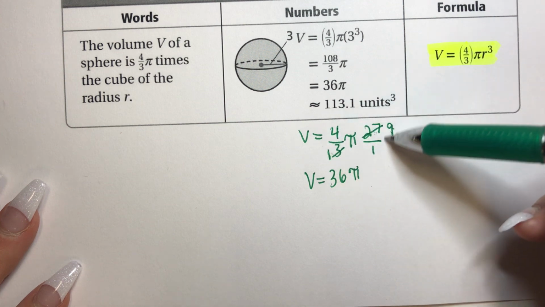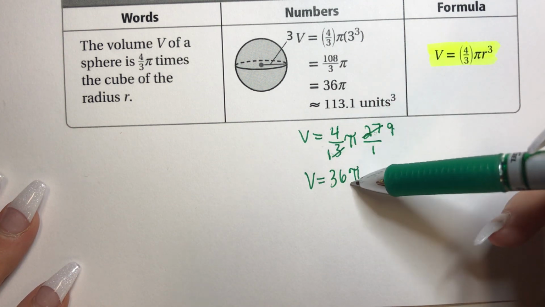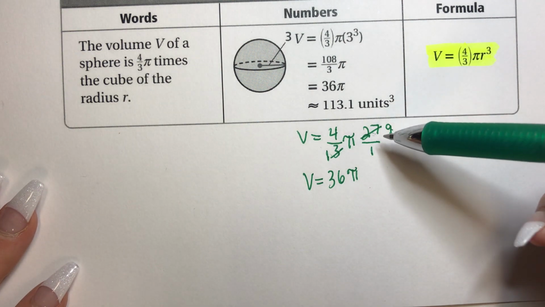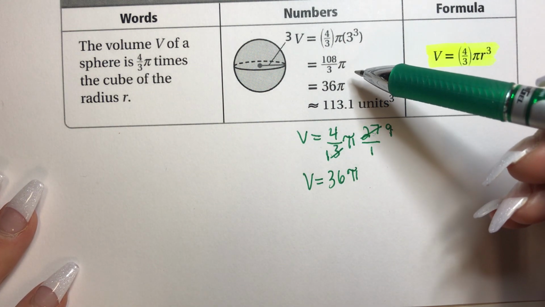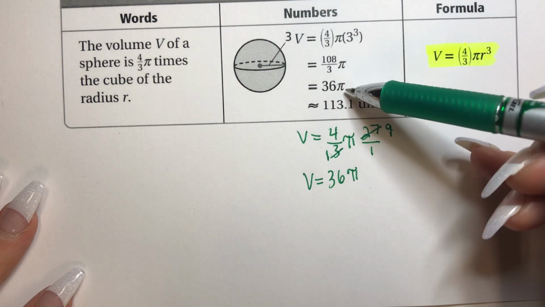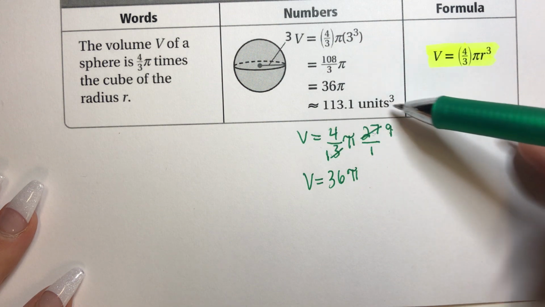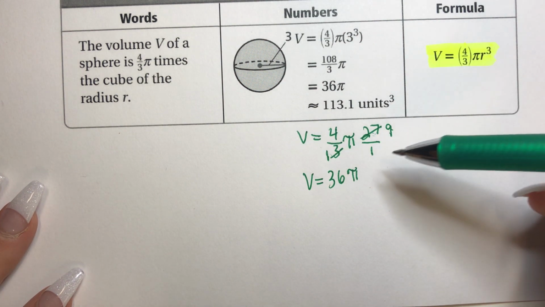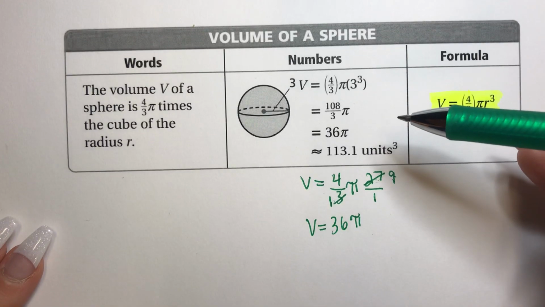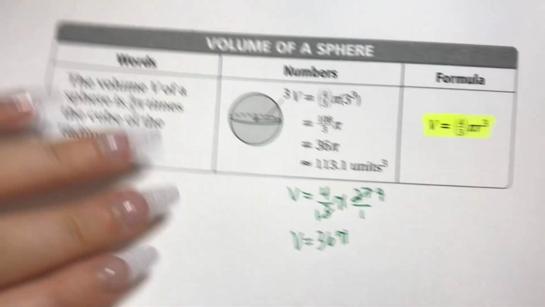So I always like to have my numbers cross cancel as much as I can and keep the numbers small because it's just easier to work with, and I can do it pretty quickly in my head without having to do extra math. So anyways, 36 times pi, 3.14, ends up being 113.1 units cubed. And so that's how you calculate the volume. So let's go ahead and try this on a couple different examples.